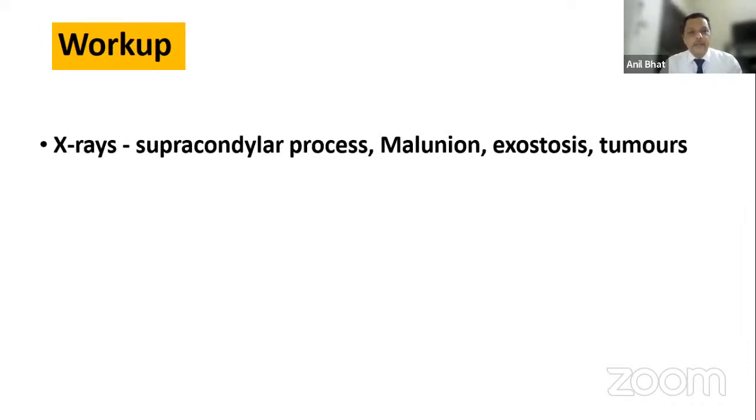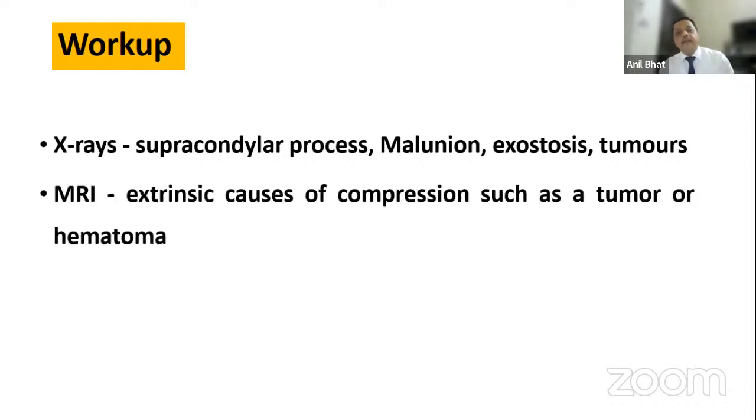A lot of times patients come in straight away with an MRI, which is not really correct. There could be a supracondylar process which can cause compression of the median nerve. There could be malunions, like distal radius malunions causing carpal tunnel syndrome. There could be exostosis anywhere in the body and they can cause compression. Tumors, again, same problem. MRI is definitely required when we suspect something like tumors, hematomas, and things like that, but it's not always needed.